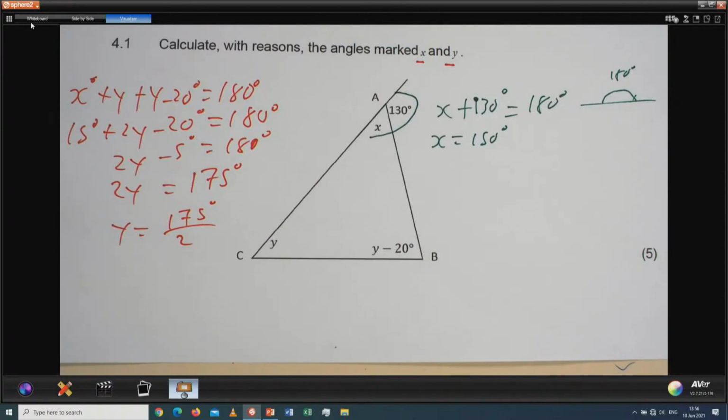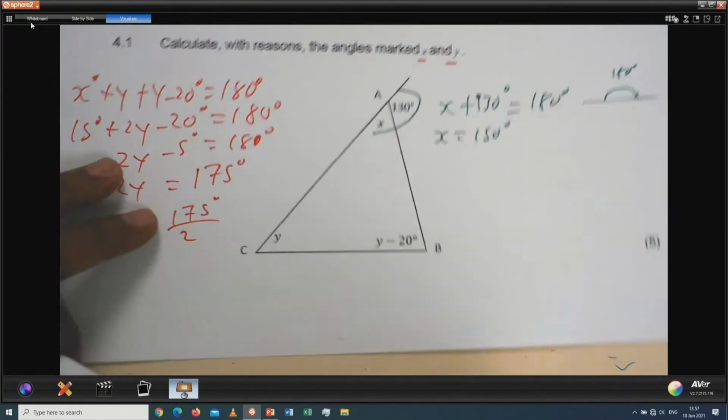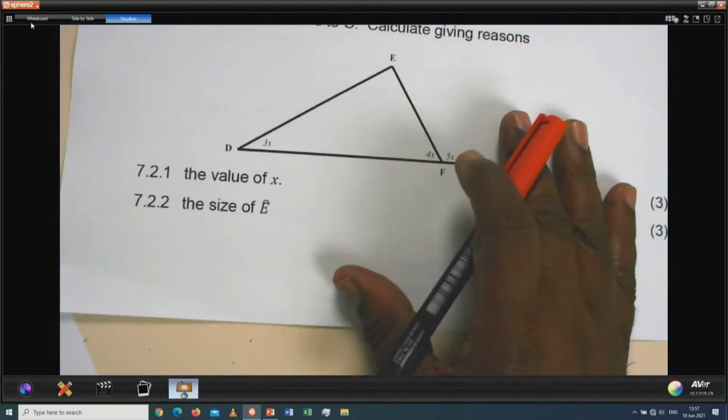What is the issue? Properties. The issue is properties. And equations become handy.